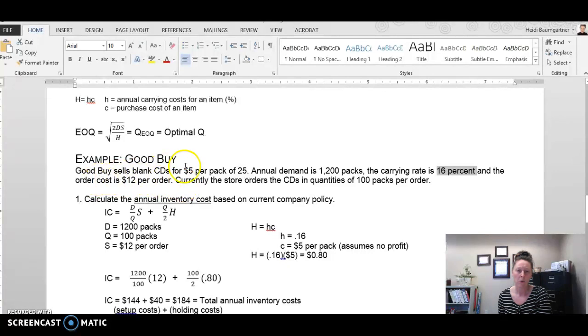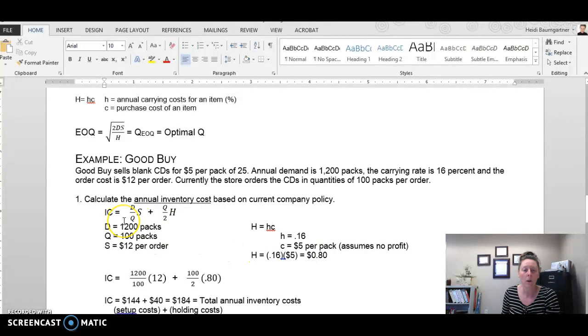and our purchase price, or the cost, is $5 per pack. Actually, they're giving us their selling price without giving us a purchase price. So we are using the $5 and assuming no profit in this example. So the holding cost is equal to little h times c, where 0.16 times 5 gives us 0.80, or 80 cents, for the holding cost.